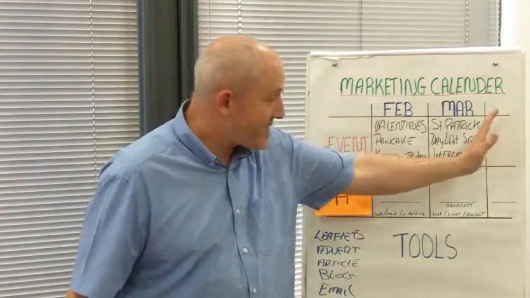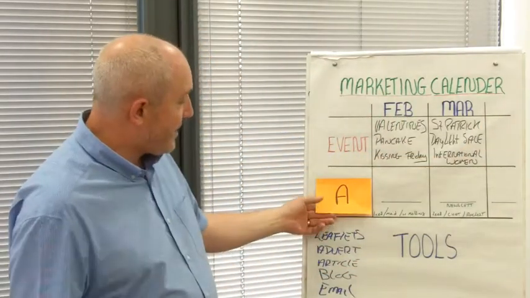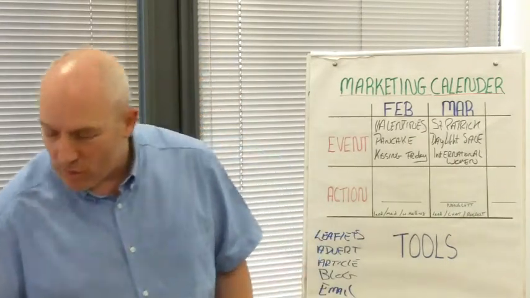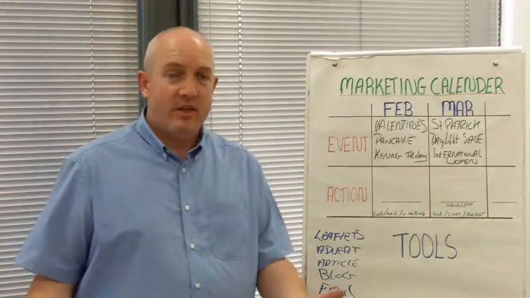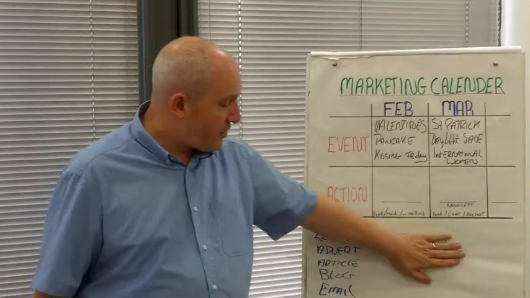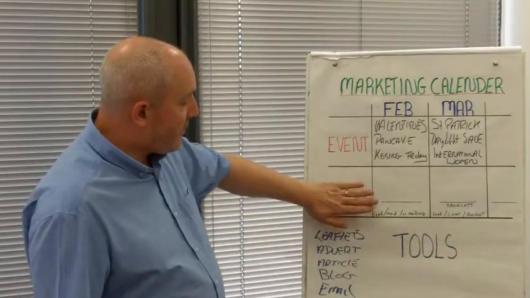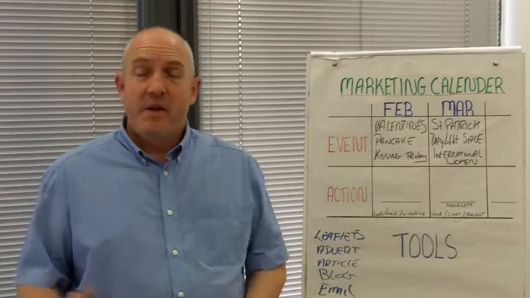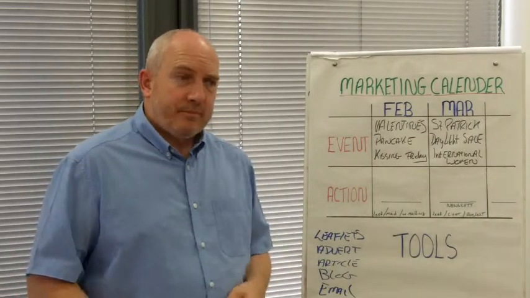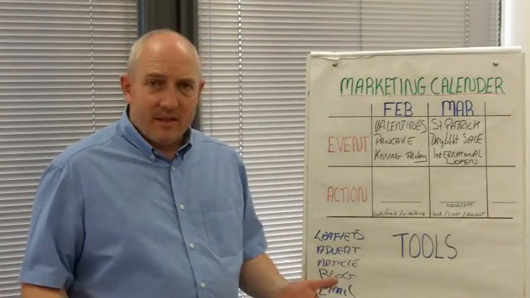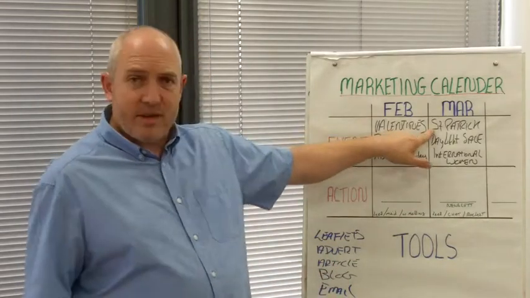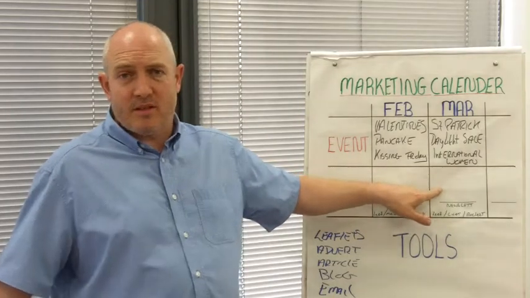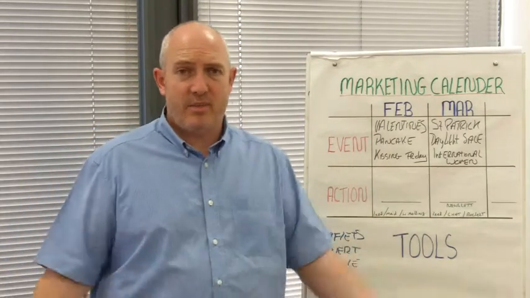You've got your events filled into your calendar. The next section of your calendar, of course, is your actions. What are you going to do around those events? So you have your events and your tools coming together to give you an action that you can create around these events. Now, the way the calendar works, it would be silly to start looking at dealing with St. Patrick's Day in March, because it's in March. The 17th of March, St. Patrick's Day lands.